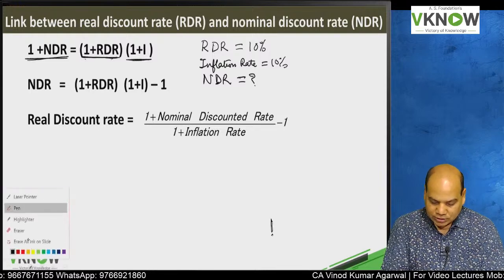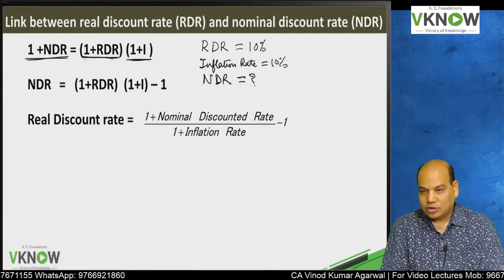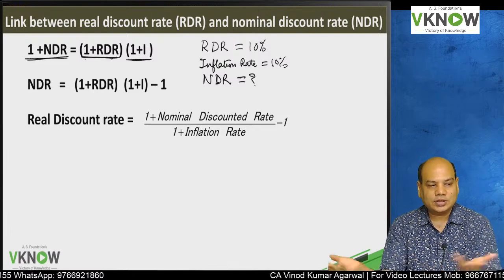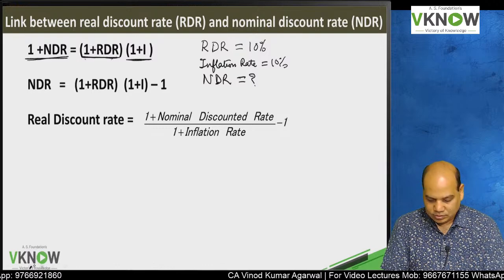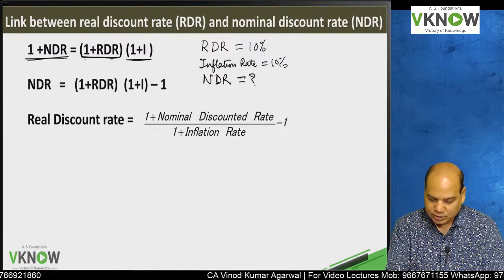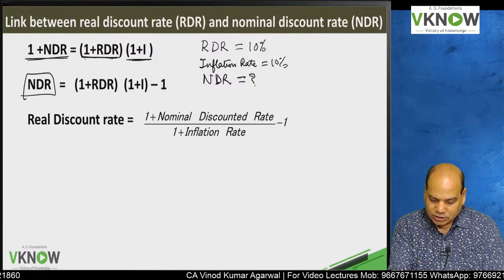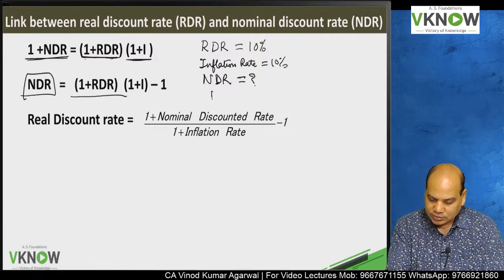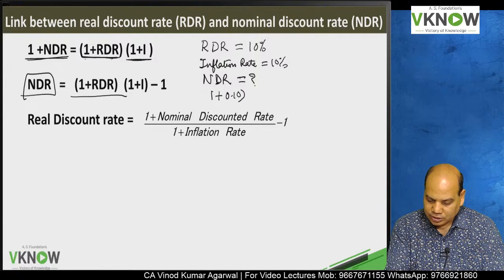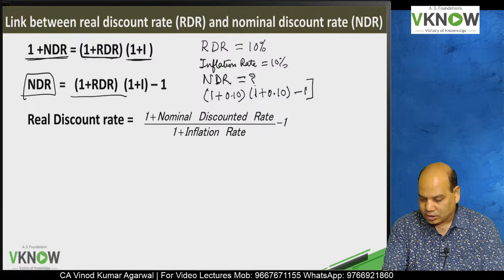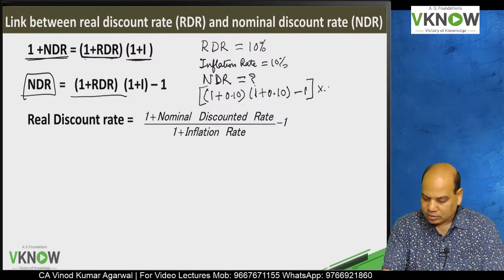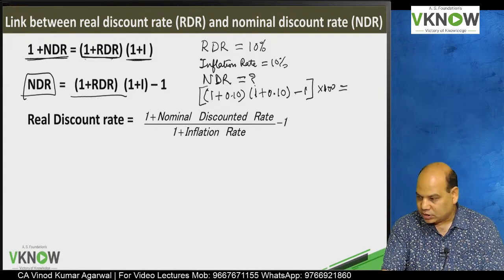Generally the student will say, sir, is it 10 plus 10, 20? The answer is not 20. The answer will be: nominal discount rate equals 1 plus real discount rate into 1 plus inflation rate, minus 1, and then after that you multiply by 100 to get the percentage.